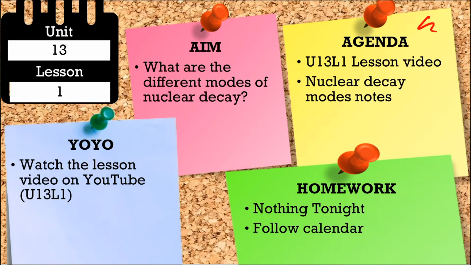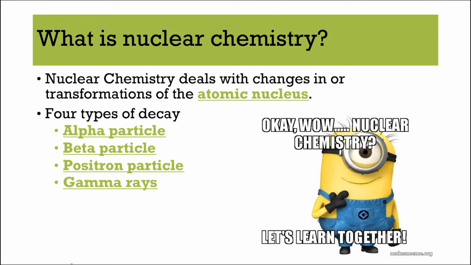So jumping into it, what is nuclear chemistry? Let's take a look at the definition. We're on the first slide. Nuclear chemistry deals with changes in or transformations of the atomic nucleus. All right, and there are four types of decay: alpha particle, beta particle, positron particle, and gamma rays. And we're going to be talking about these types.